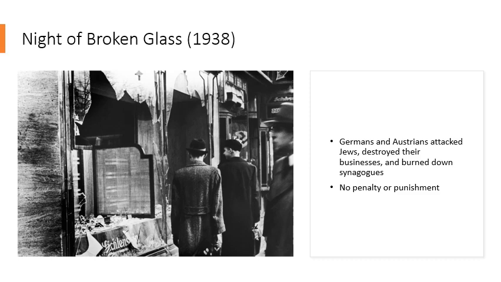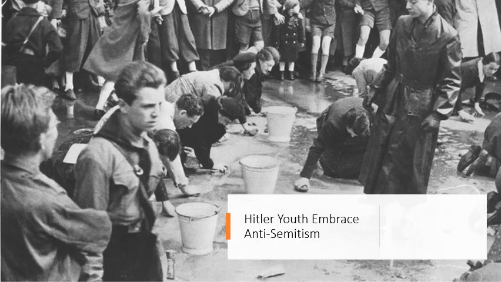Nazis were taught to hate others at a young age. The Hitler Youth embraced anti-Semitism. Anti-Semitism is hatred of Jews. Here you can see young members, teenage members of the Hitler Youth watching adult Jews clean the streets by hand. You can see children watching them, and they're marching around, commanding these adults. So you can see the creation of this hatred at a young age.